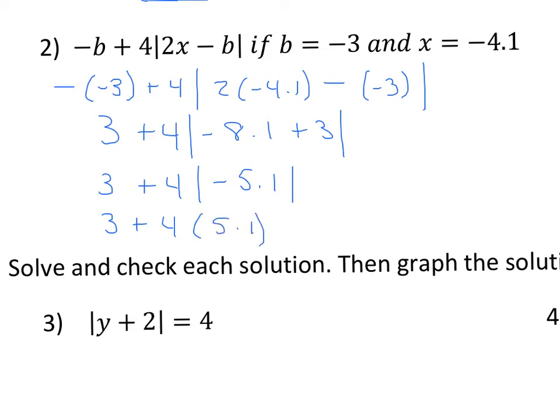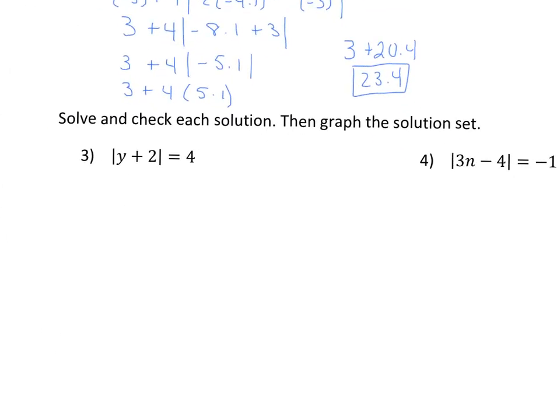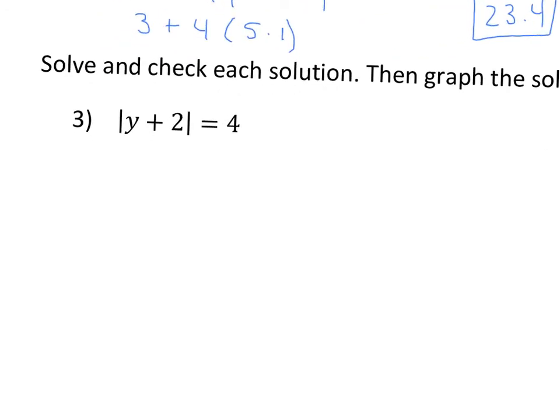So now I'm going to do my multiplication next. So I'm going to have 3 plus 20.4, and then I'm going to add that up and get 23.4 as my final answer. All right, moving down to equations. Okay, now it does say solve and check each solution, then graph the solution set.